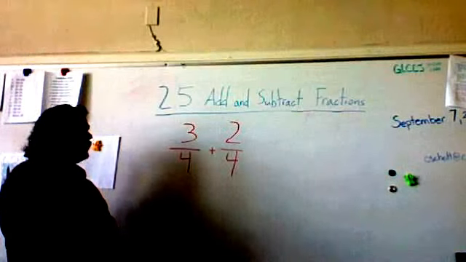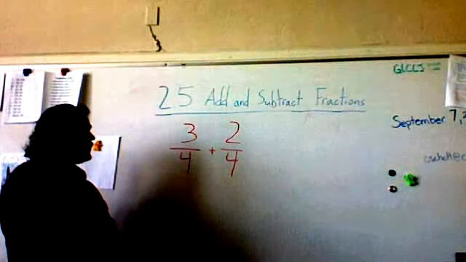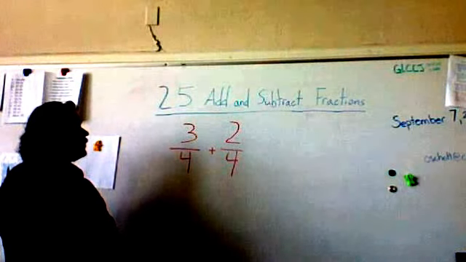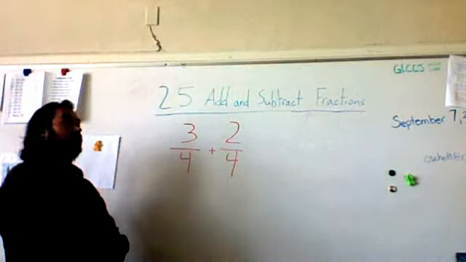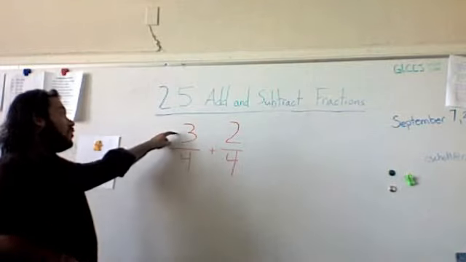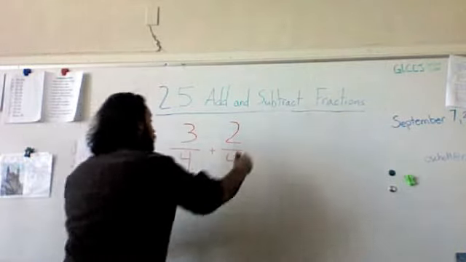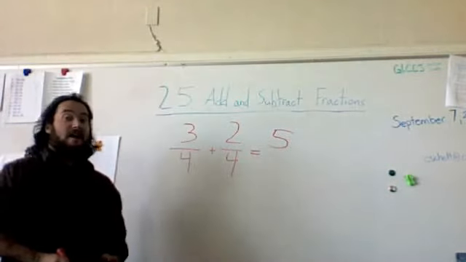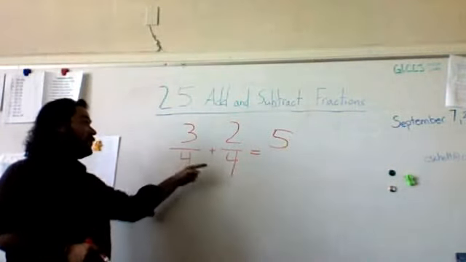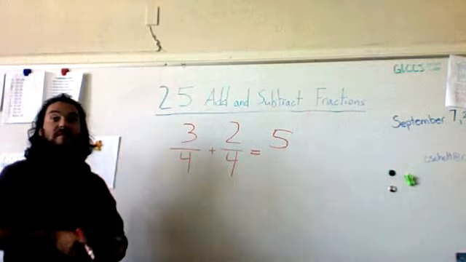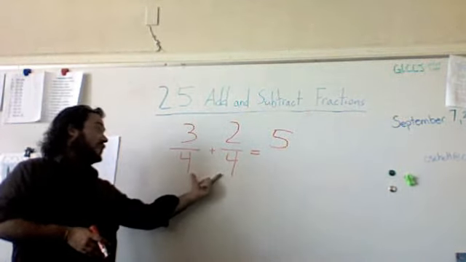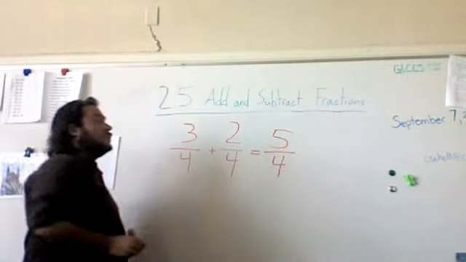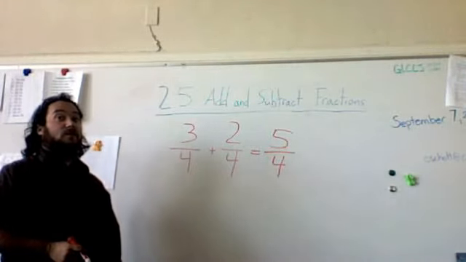When we do add or subtract fractions, once they have the same denominator, all we're going to do is deal with the numerator. We're going to add our numerators together. 3 plus 2 gives us 5. The denominator does not change. Do not add the two denominators together. Do not combine them in some way. The denominators were the same before, and they're going to stay the same after. So we get an answer of 5/4.